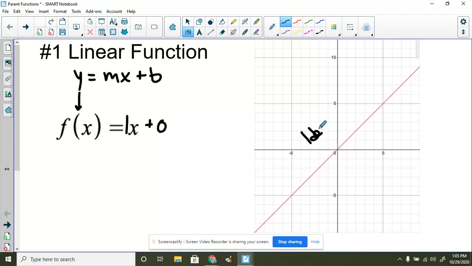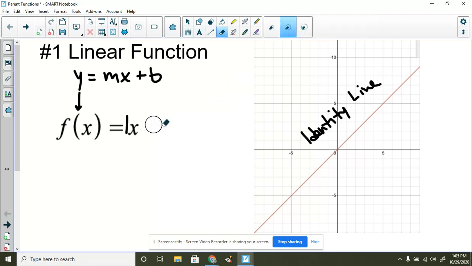This is also referred to as the identity line, which we will be discussing a little bit more when we talk about inverse functions. Okay, so a linear function in its most basic sense is a function with a slope of 1 and a y-intercept of 0. Okay?